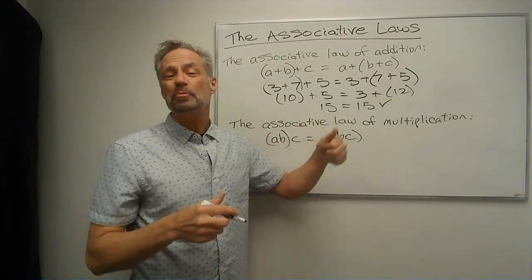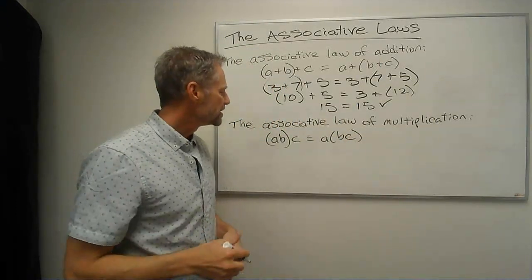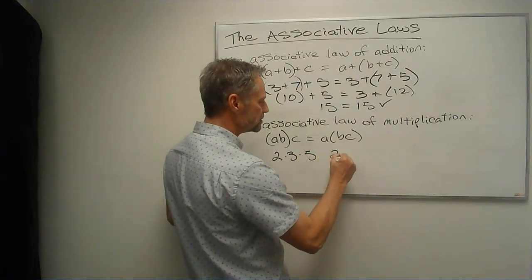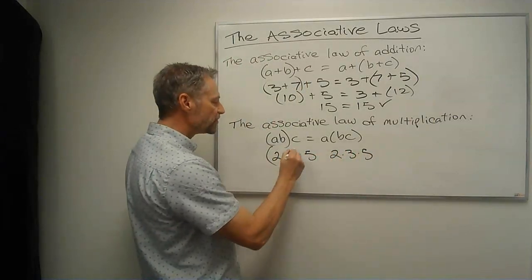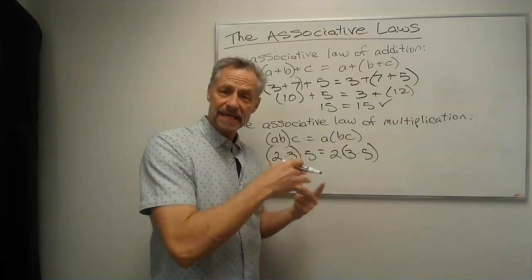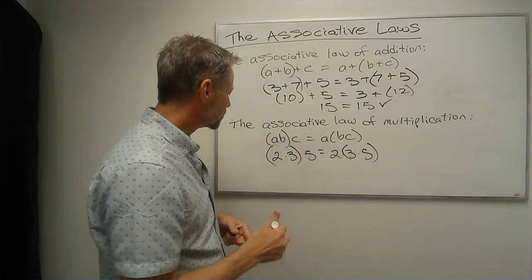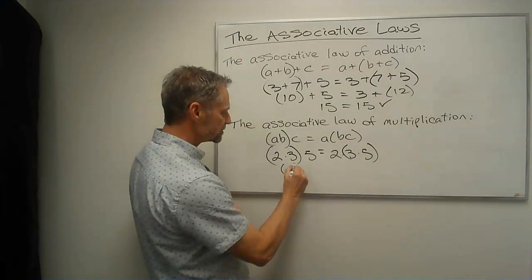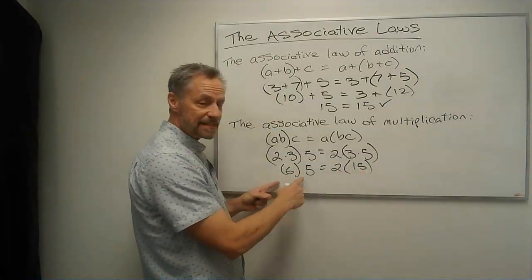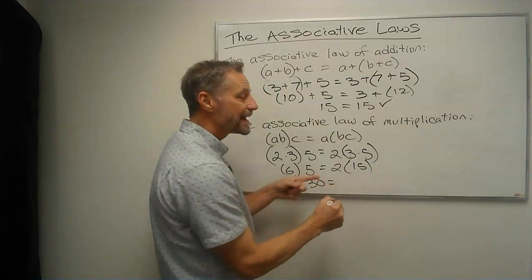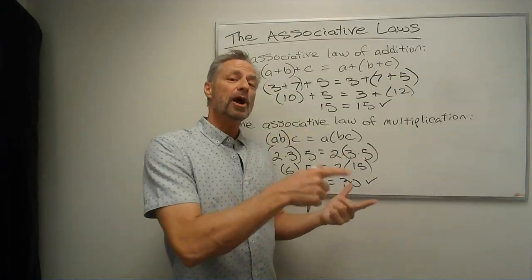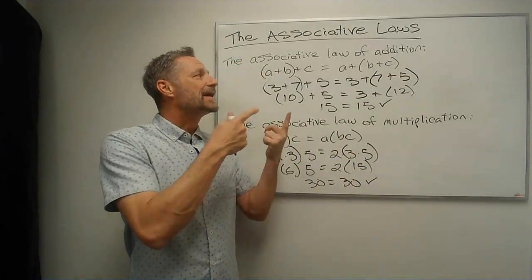The associative law of multiplication says it works the same way for multiplication. So let's just pick some numbers here. Let's do a 2 and a 3 and a 5. So if I group those two first versus the second two, I should get the same answer. Again, let's follow the order. Stuff in parentheses first. Well, 2 times 3 is 6. 3 times 5 is 15. Well, 6 times 5 is 30. And 2 times 15 is also 30. So again, we see an example of the property working, and those are the associative laws.